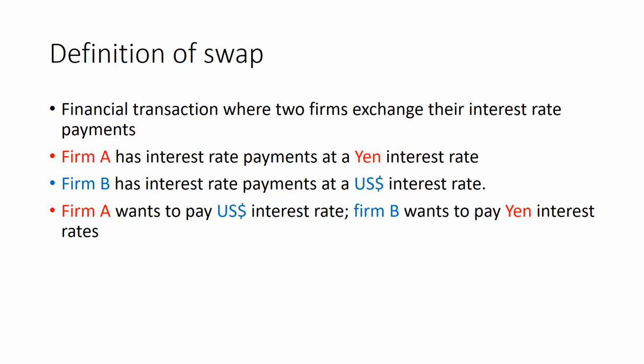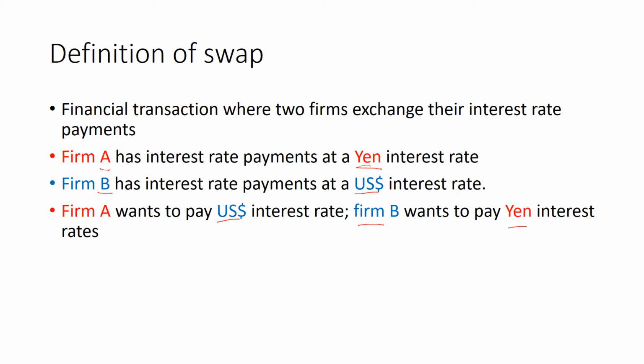So, first we start with a generic definition of a swap. It's a financial transaction where two firms exchange their interest rate payments. So generically, firm A, in red, has interest payments at a yen interest rate. Firm B, in blue, has interest payments at a US interest rate. The third line tells you how the swap is going to work. Firm A in red will pay the blue interest rate and firm B in blue will pay the red interest rate. So in terms of currency, firm A will pay US interest rate and firm B will pay yen interest rate.